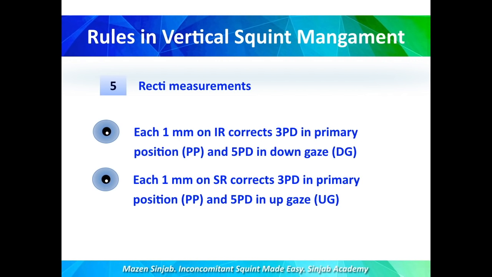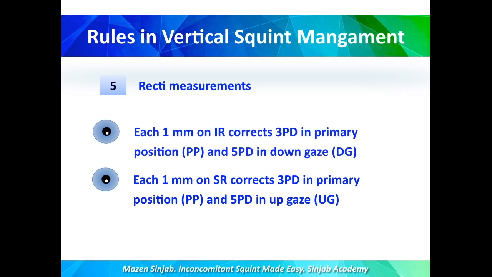Each 1 millimeter of operation on the superior rectus, either recession or resection, corrects 3 prism diopters in the primary position of gaze and 5 prism diopters in up gaze. So 1 millimeter on inferior rectus will correct 3 prism diopters in primary and 5 on down gaze because it is inferior, and each 1 millimeter on superior rectus will correct 3 prism diopters in primary and 5 on up gaze because it is superior.